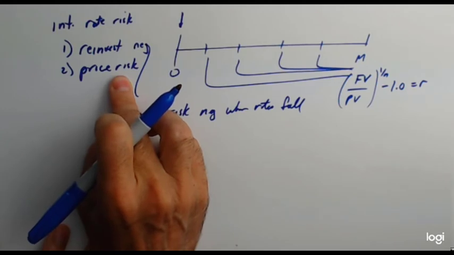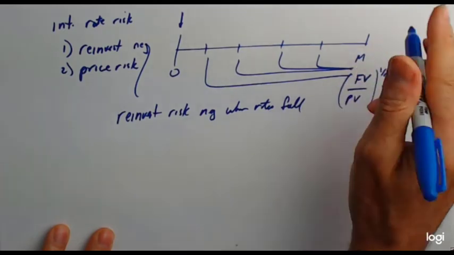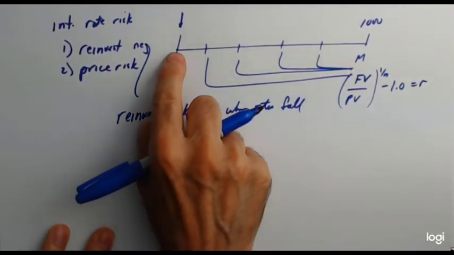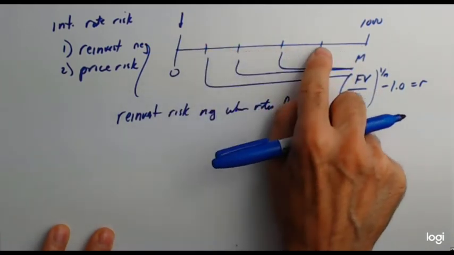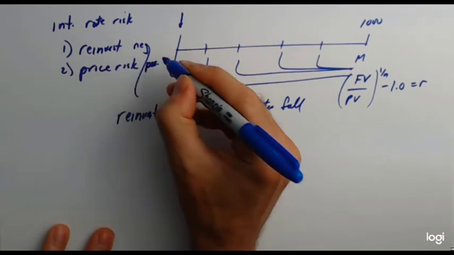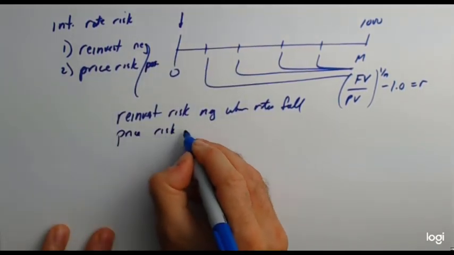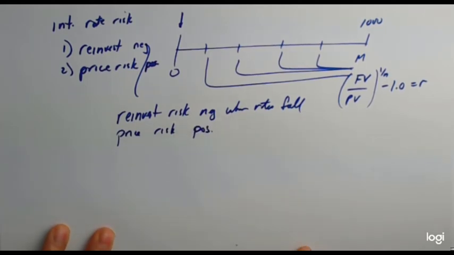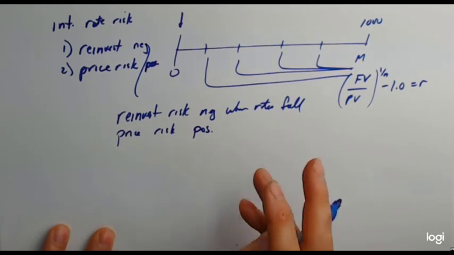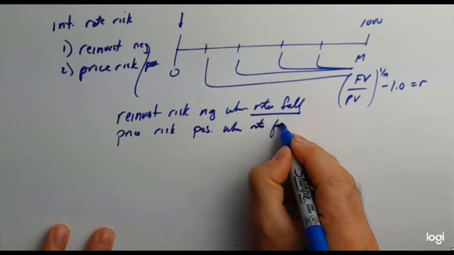Now, what happens when interest rates fall in terms of price risk? Well, there are two things you've got to look at. One is if you hold the bond to maturity, you have no price risk because it's going to mature at $1,000 no matter what happens. But if you sell the bond somewhere in between, you have positive price risk. Price risk is positive, meaning it's actually a good thing, because when rates fall, the price will go up.